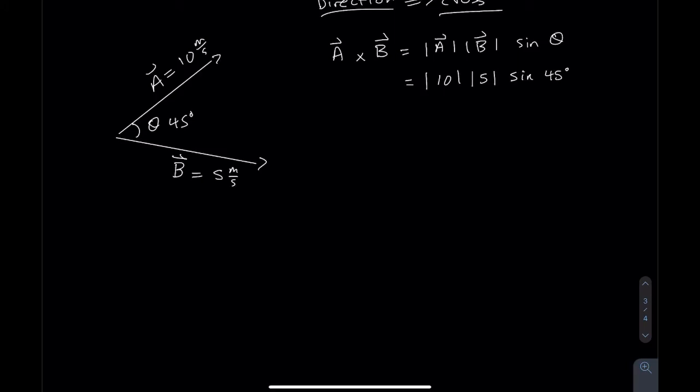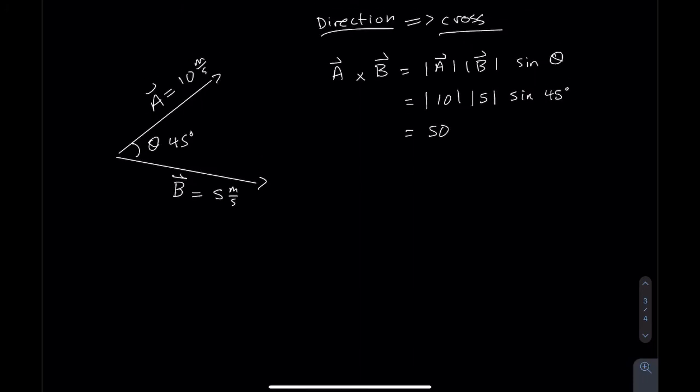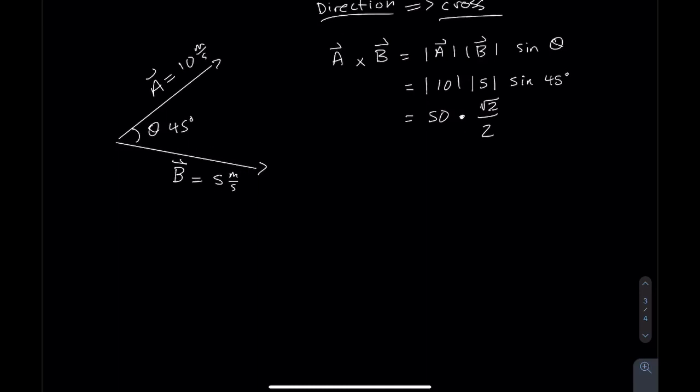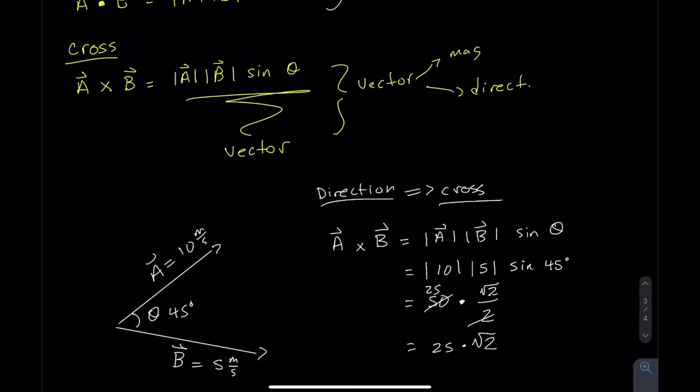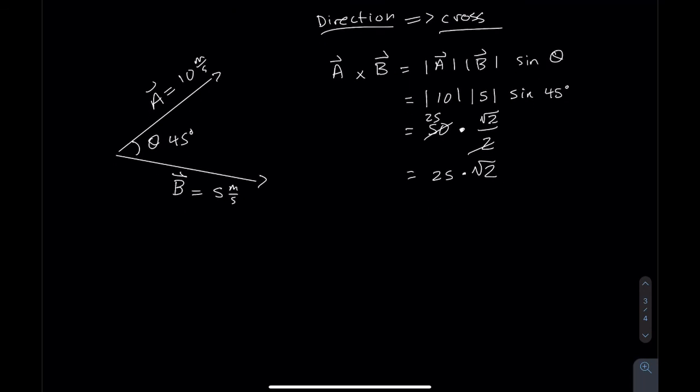Now multiply 10 by 5, you get 50. The sine of 45, again, guys, I went over this in my last video, is root 2 over 2. So the answer is, we can cross this out, we're left with 25 times root 2, and that is our answer, in meters per second. So that's basically what we're working with here. This is going to be a vector.